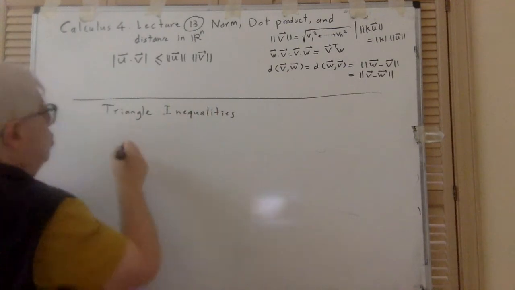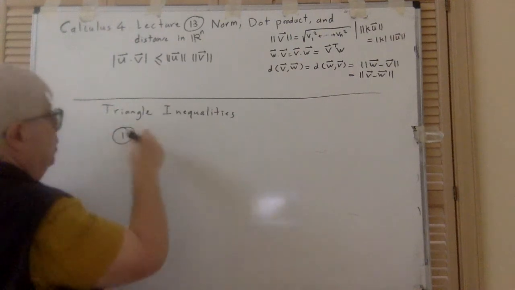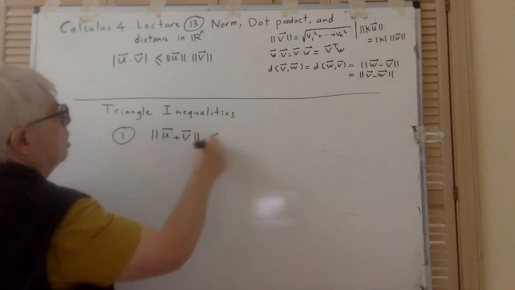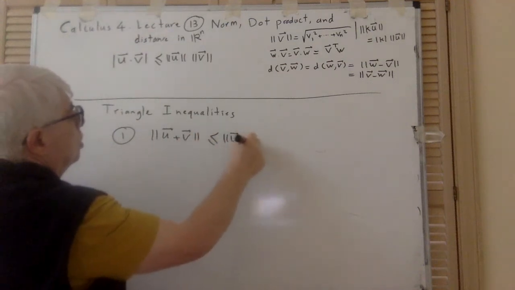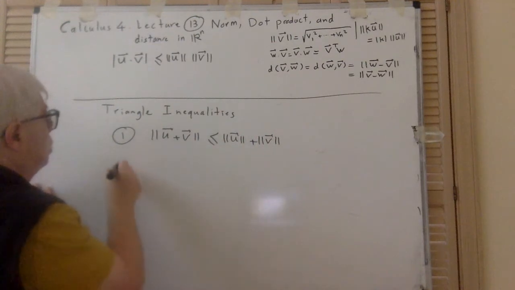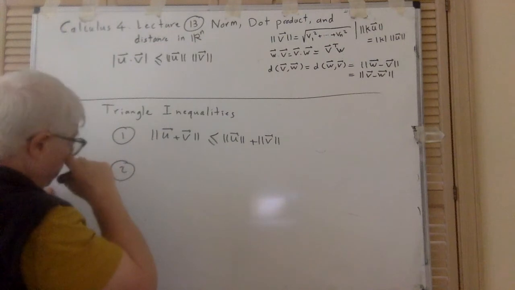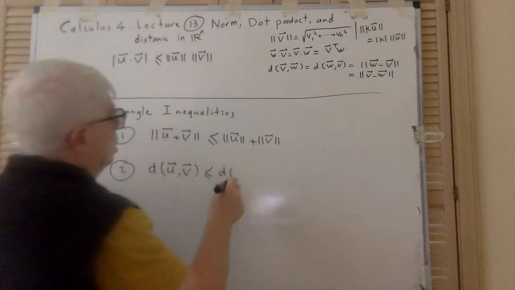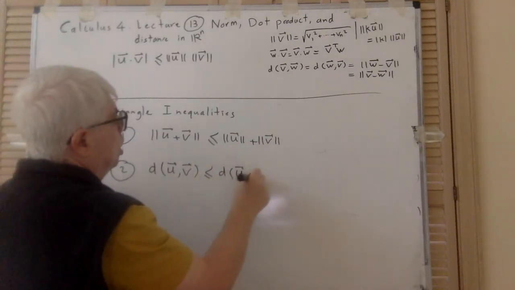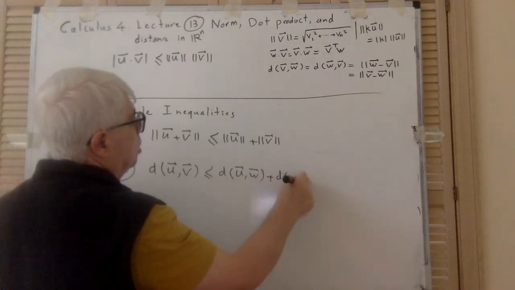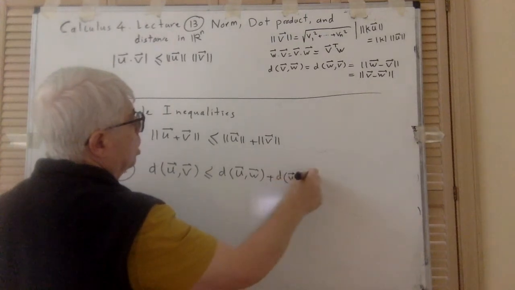And one of them is this: the norm of u plus v is less than or equal to the norm of u plus the norm of v. Okay, I will show you in the picture. And the second one is the distance between, say, u and v is less than or equal to the distance between u and w plus the distance between w and v.